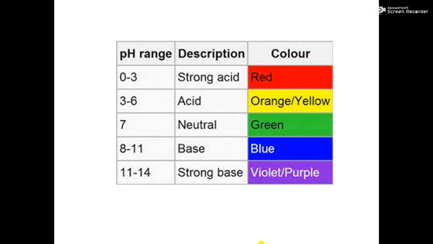Now let us see in case of base. At number 8 to 11, weak base, blue in color. Then number 11 to 14, those are strong bases, which are violet and purple in color. So with the help of the color strips, we can determine the pH range as well.